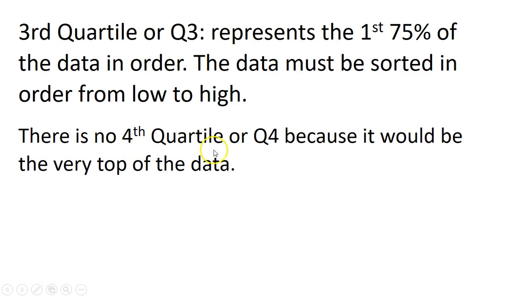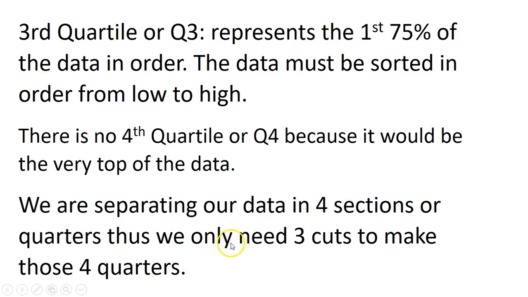And there is no fourth quartile. The reason why is because it would be the very, very top, the 100%. And oftentimes in statistics, we're not going to have 100% of anything. We are separating our data into 4 sections. But again, when there are 4 sections, there's technically only 3 cuts that are being made to make the 4 sections.